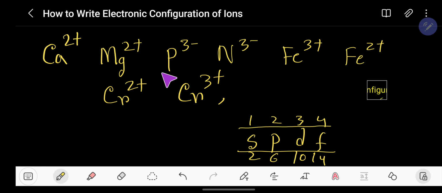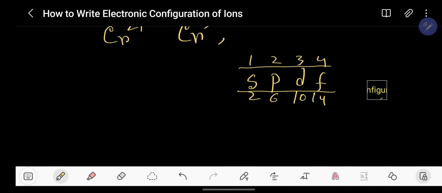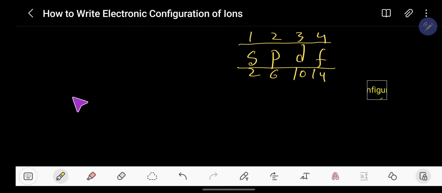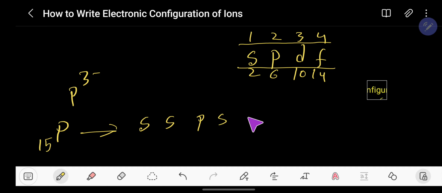phosphide, right? Phosphide ion, P3 minus. So we are going to write the electron configuration of this. You know that at first we have to write the electron configuration of the neutral atom or element. So phosphorus atomic number is 15. So we have to write the electron configuration. So write this sequence: s, ps, then dps. I think this will be enough, right?